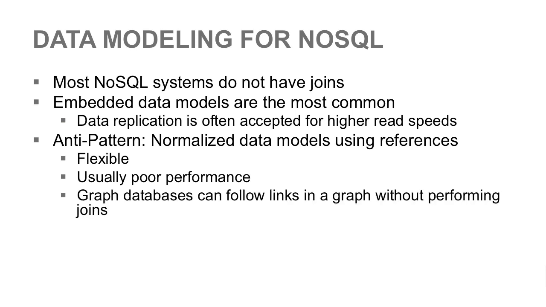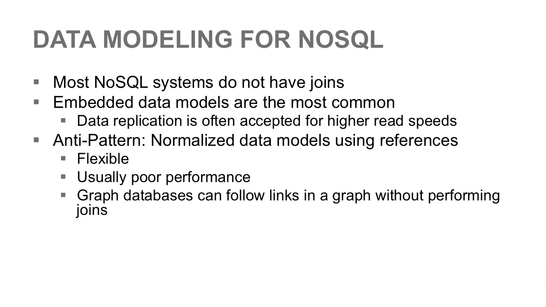Now, graph databases are a little bit different. Graph databases can follow links in a graph without necessarily performing joins. So you may have the normalized data model in the graph database, and you can still achieve good performance. Different systems use different implementation strategies, and I would highly recommend that you run benchmarks as you are developing to make sure that your normalized model in a graph setting would have adequate performance.